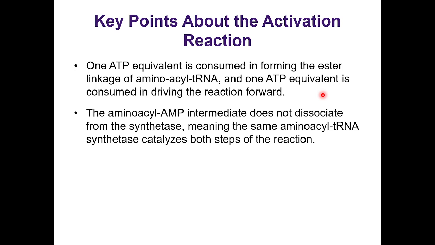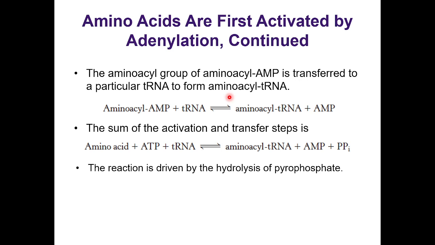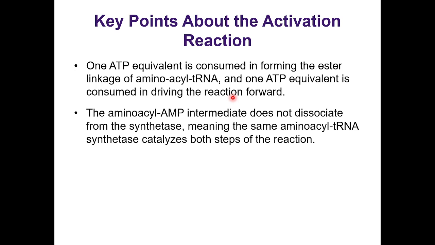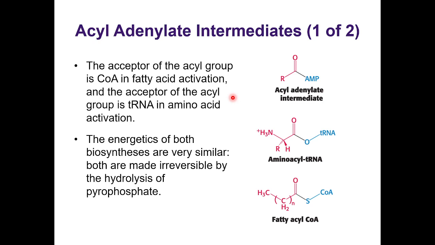One ATP equivalent is going to be consumed to form the ester linkage of the aminoacyl tRNA. One ATP equivalent is actually consumed to drive the reaction forward. The aminoacyl AMP intermediate does not dissociate from the synthetase. This means that the same aminoacyl tRNA synthetase catalyzes both steps of the reaction, the same enzyme for both parts. Okay? This doesn't actually come off in between. Otherwise, you'd have a very highly energetic reactant that could transfer its phosphate to a lot of different things, right? Keep that in mind. That would break apart pretty easily.